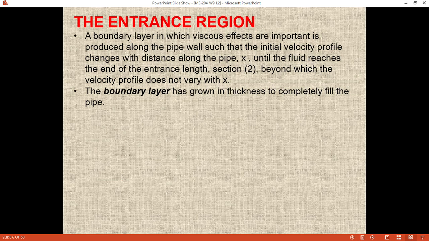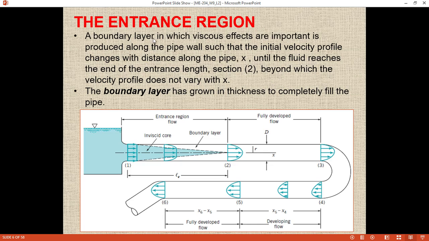So here you can see the boundary layer in which viscous effects are important is produced along the pipe wall such that the initial velocity profile changes with distance along the pipe X, okay.